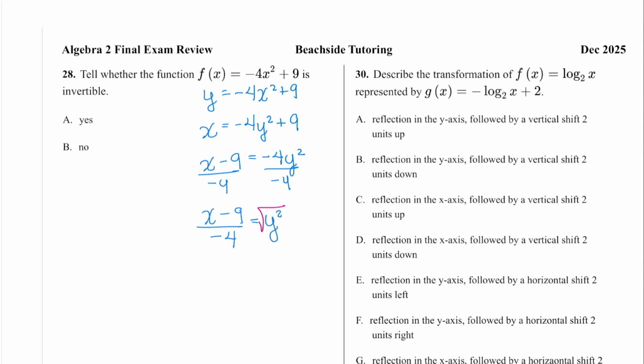So here we go. Now, the problem with this is that we have a negative under here that is going to cause an issue with taking the square root. We will end up with an imaginary number. So in this case, our function is not invertible.